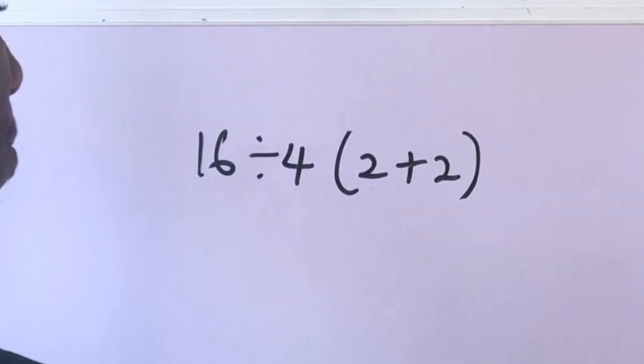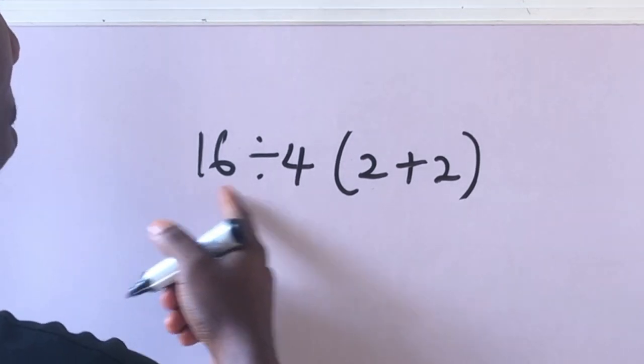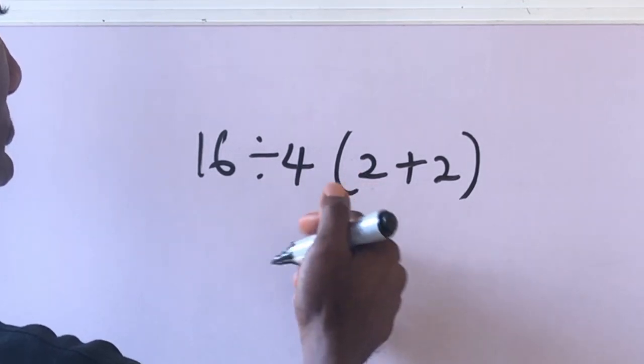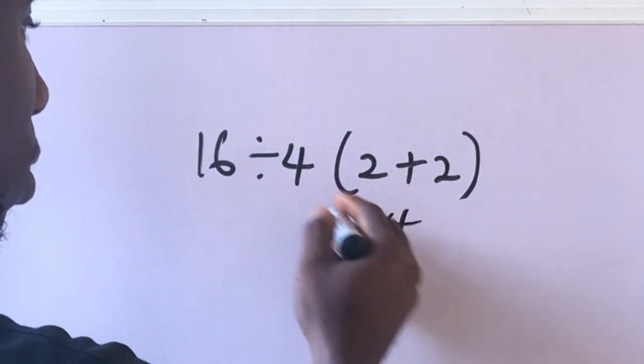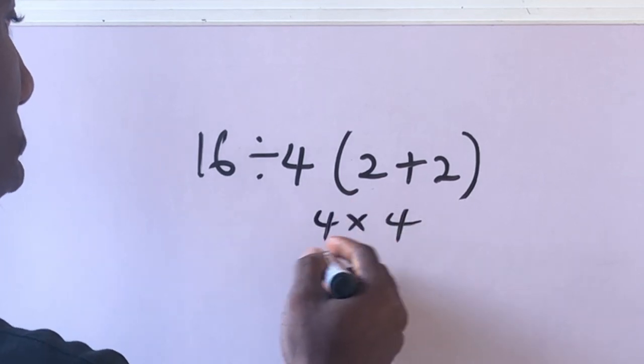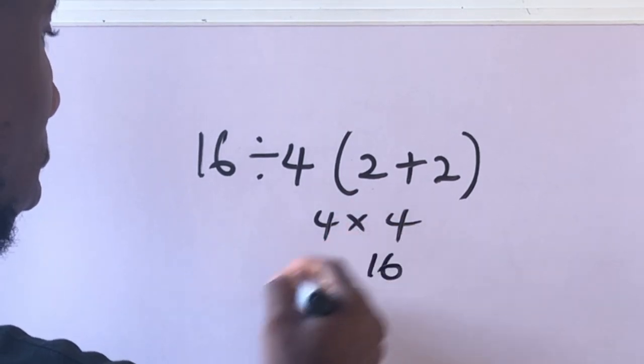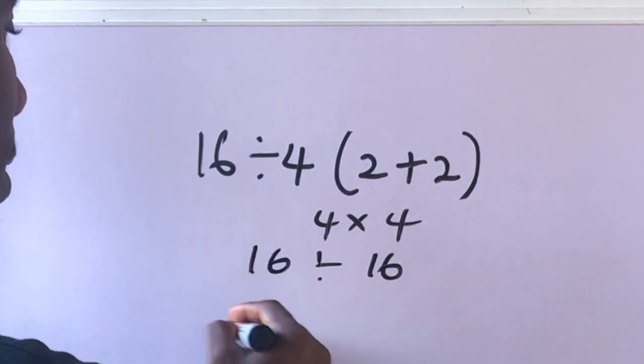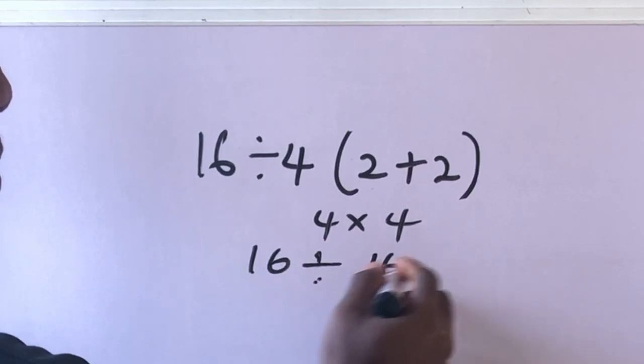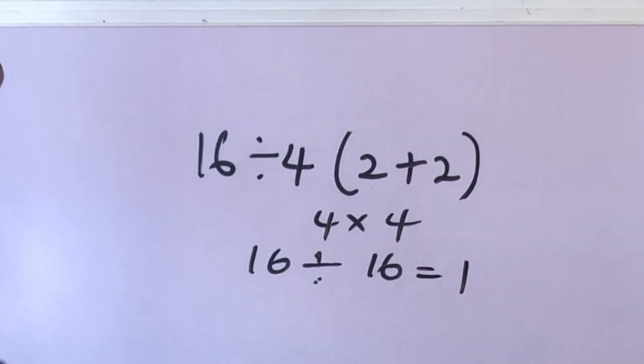Like, for example, if you want to solve this equation, some people will do this first. Like, we have 4, then they will times it with 4, and here will be 16. Then before you now divide like this, which equals 1. But this method is not correct.